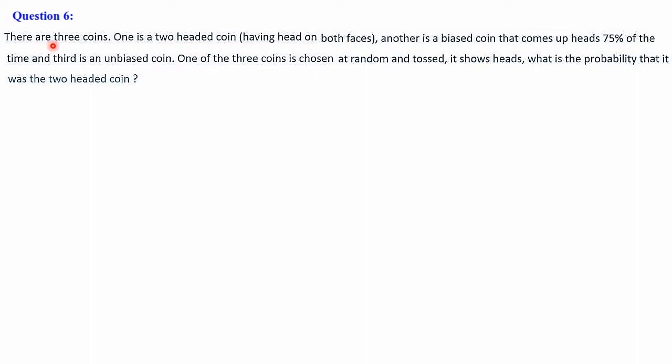Here there are 3 coins, it is mentioned. One is a two-headed coin, in the sense both the faces show head. Another one is a biased coin, means probability of getting one face is more, that here coming up head is 75%, not equally likely. And the third one is an unbiased coin. Unbiased coin is a normal coin, means both events head and tail come up with equal chances. One of the 3 coins is chosen at random, so you are choosing one coin and then it is tossed.